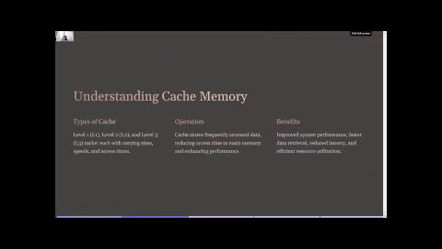Understanding cache memory, there are different types of cache memory: level 1, level 2 and level 3 cache, each with varying sizes, speeds and access times. The operation of cache memory is that it stores frequently accessed data, reducing access time to main memory and enhancing performance. The benefits of cache memory are improved system performance, faster data retrieval, reduced latency and efficient resource utilization.